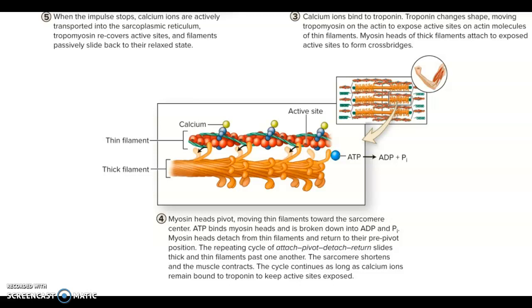Myosin heads detach from the filaments and return to their previous position. The repeating cycle of attach, pivot, detach, return slides thick and thin filaments past one another. The sarcomere shortens and the muscle contracts. The cycle continues as long as calcium ions remain bound to troponin. Remember, calcium is released in the contraction of muscles, so it's released into the environment and it can bind to these filaments. But when the calcium is reabsorbed into the sarcomere, this is when it goes to a relaxed or non-contracting state.